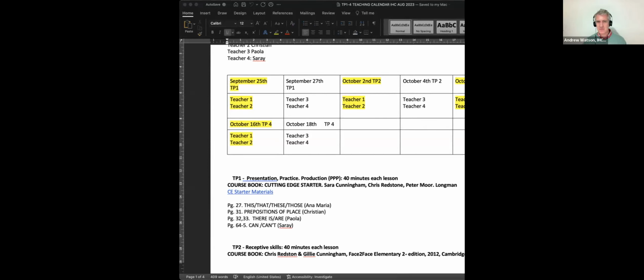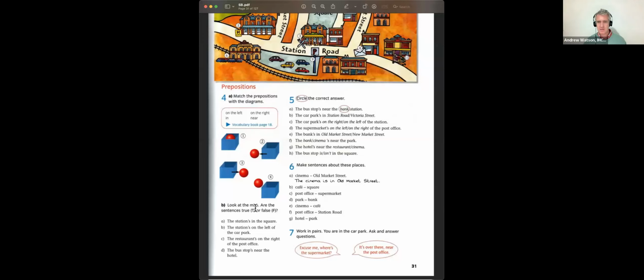Now, it might be useful to have some gapped sentences in which they can insert the prepositions. So you could also look in the workbook for that. Because they need to know that the prepositions go in the middle of the sentence between the subject and the object, don't they?